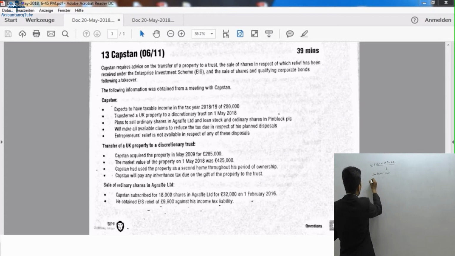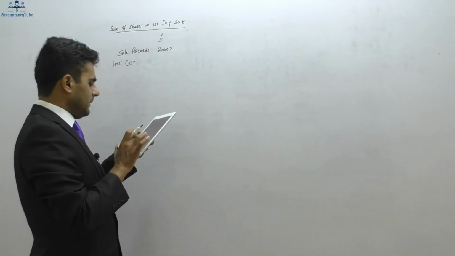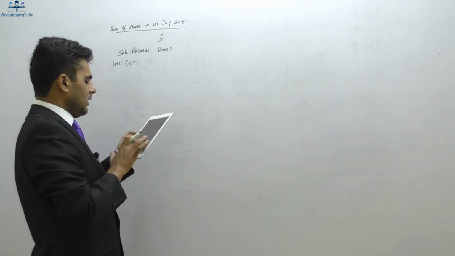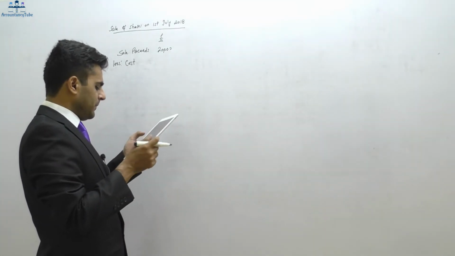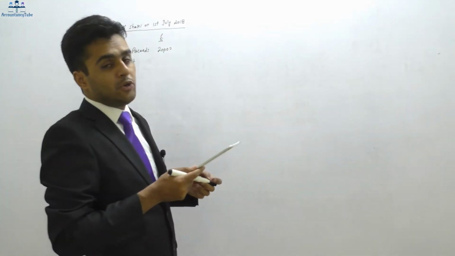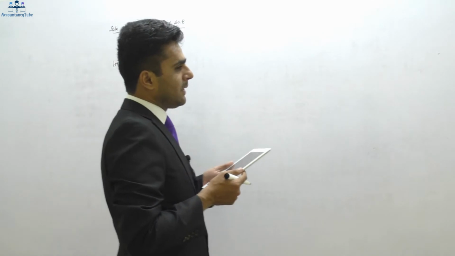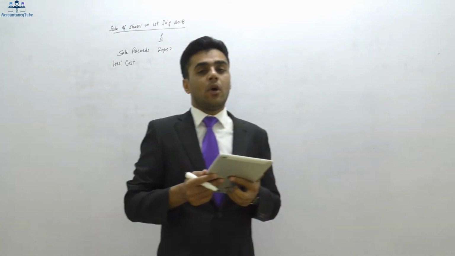Then we will have to deduct the cost. Now, cost of the shares. On the first page, if you see, just give me 1 second. On first page, it says that the shares were bought for £32,000 in Agrif Limited. Now, the shares were bought for £32,000. It means that it is a loss.